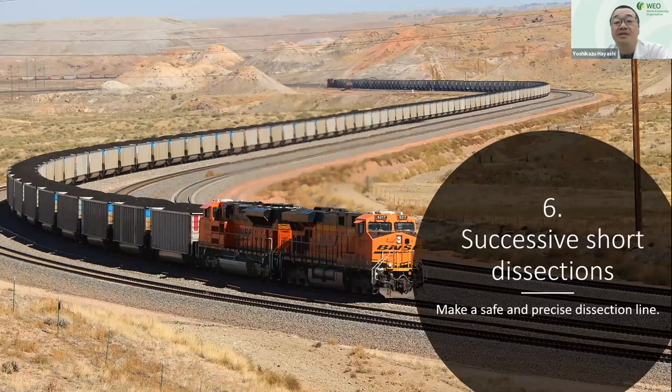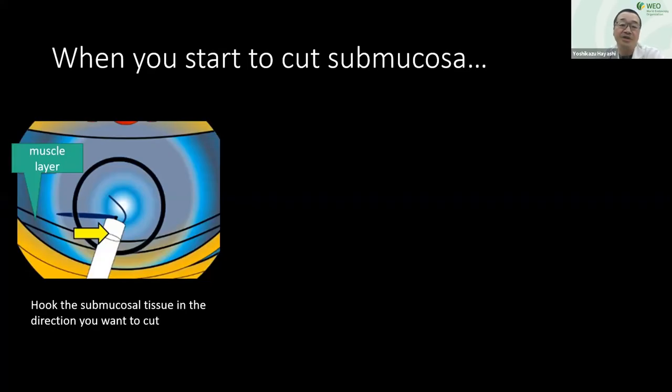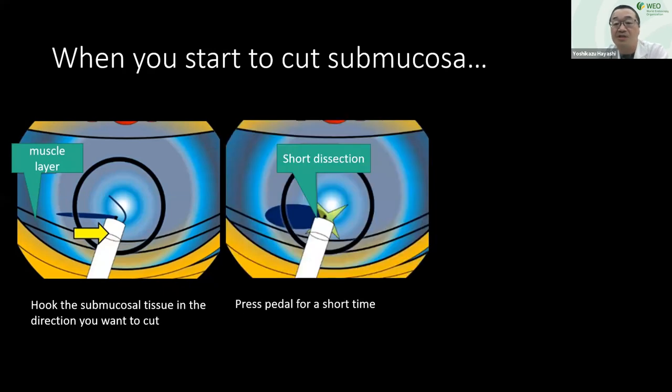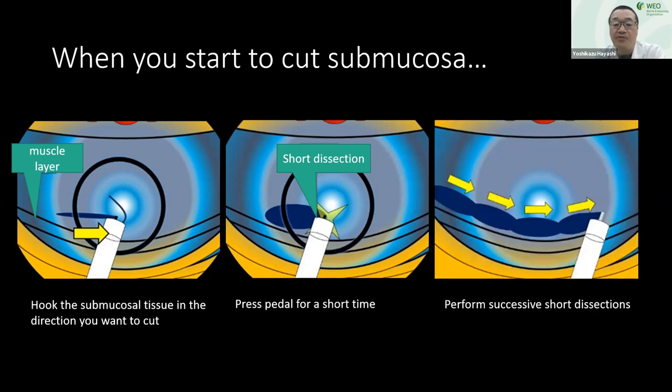The sixth is successive short dissections make a safe and precise dissection line. When you start to cut the submucosa, you should hug the submucosal tissue in the direction you want to cut. Then press the pedal for a short time. Please perform successive short dissections. Eventually, they result in a safe and precise dissection line.